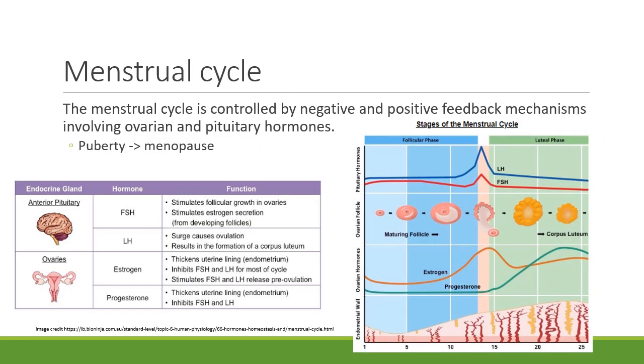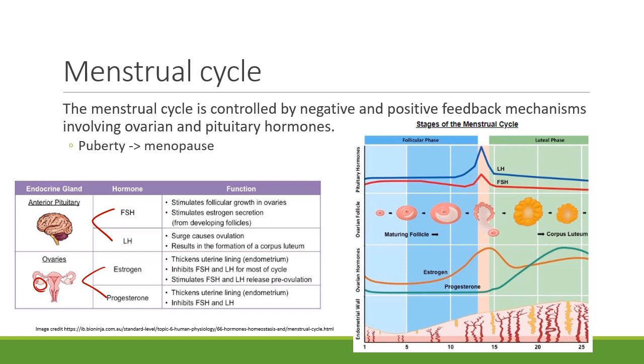Estrogen and progesterone are produced by the ovaries that we were just looking at on that previous slide. So estrogen, progesterone, and then also FSH and LH coming from the pituitary are the hormones that regulate the menstrual cycle in people who have ovaries.